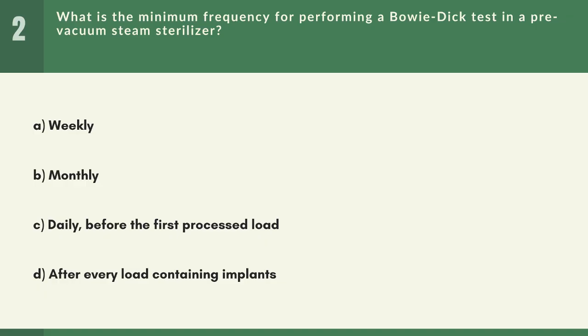Question 2. What is the minimum frequency for performing a Bowie-Dick test in a pre-vacuum steam sterilizer? A. Weekly. B. Monthly. C. Daily, before the first processed load. D. After every load containing implants.